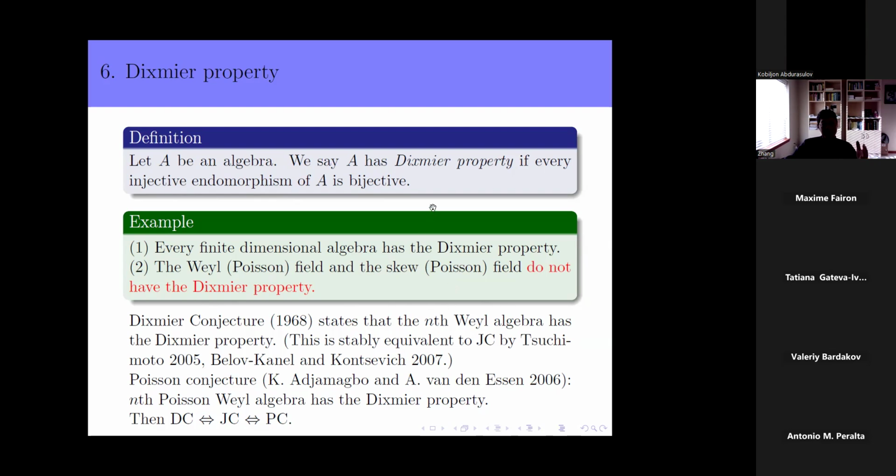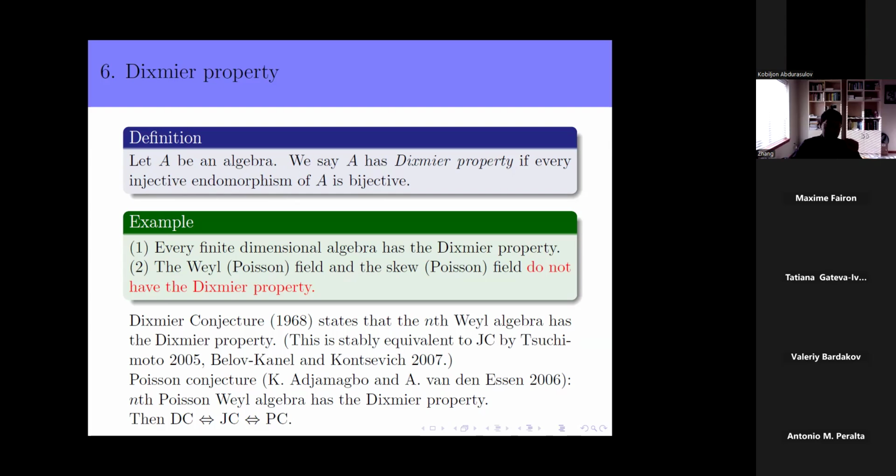All right. So now we understand the definition of the Dixmier property. And we know that any finite dimensional algebra, Poisson algebra, associative algebra, any algebra, if finite dimensional, just has the Dixmier property. But infinite dimensional ones, usually we don't have the Dixmier property.